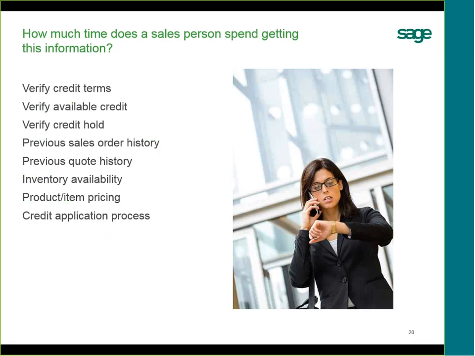Another thing to think about, and hopefully we're taking these down on the other end, but how much time does a salesperson spend getting this information? This is just a pretty short list of what a salesperson could be doing to get information: looking up credit terms, available credit, credit hold, pricing. Why not have all of that in a centralized location within SageCRM where they can easily access it from their mobile device or from their laptop while they're out on the go? In turn, that's going to save them time, it's going to save them money.